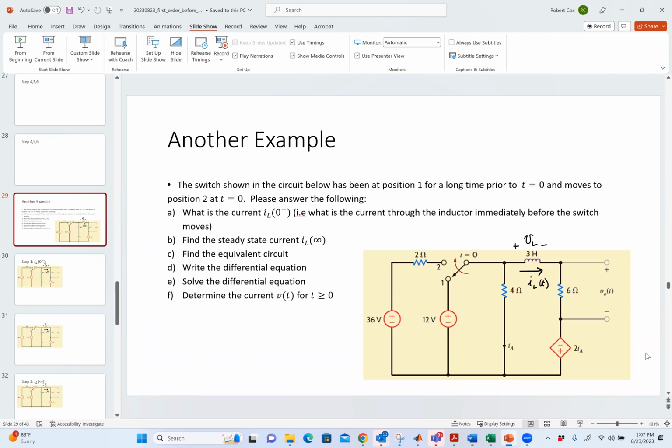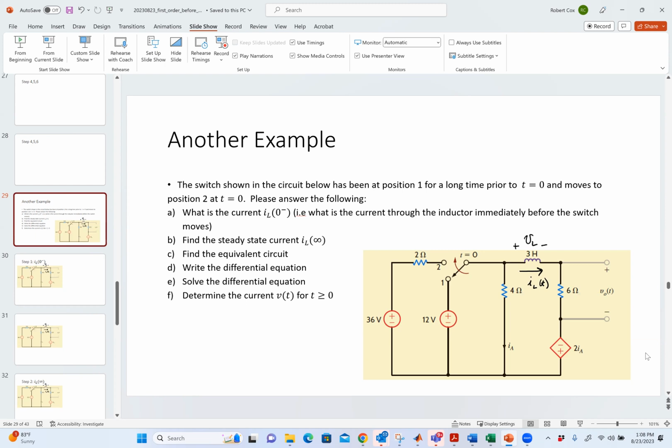So key thing here, again, we'll do it Friday, but when I got a dependent source, I got to get a Thevenin equivalent here at some point. If I have a dependent source and I got to do a Thevenin equivalent, what does that mean? Well, I get rid of the independent sources. Normally, you turn off the independent sources when you try to find your Thevenin impedance.